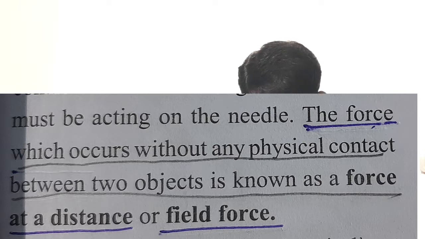What is the definition? Let us see. The force which occurs without any physical contact between two objects is known as a force at a distance or field force. Underline that. So now we understand that forces are two types.